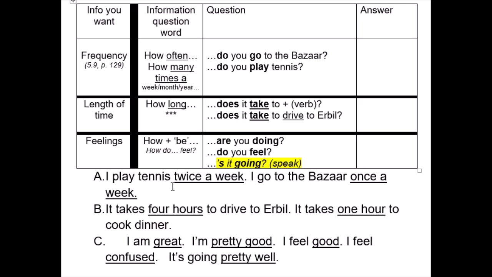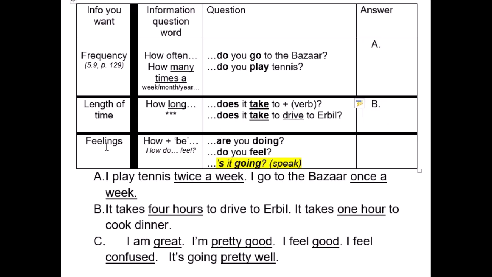I play tennis twice a week. I go to the bazaar once a week. So this is frequency, how often, right? Okay. Length of time, okay, how long? It takes 4 hours to drive to Erbil. It takes 1 hour to cook dinner. Okay, so length of time, how long does it take? It takes 4 hours, B.